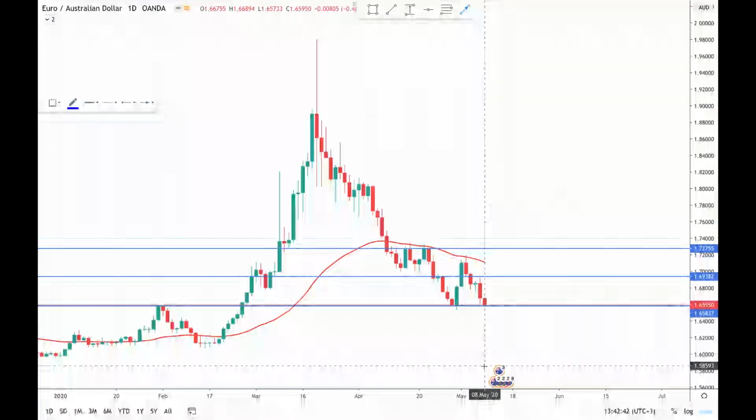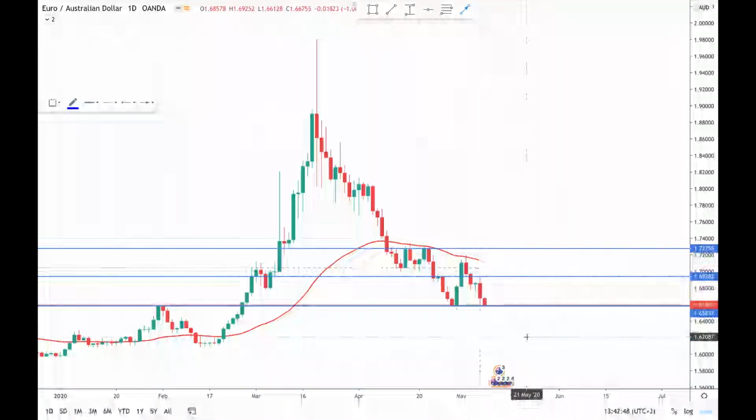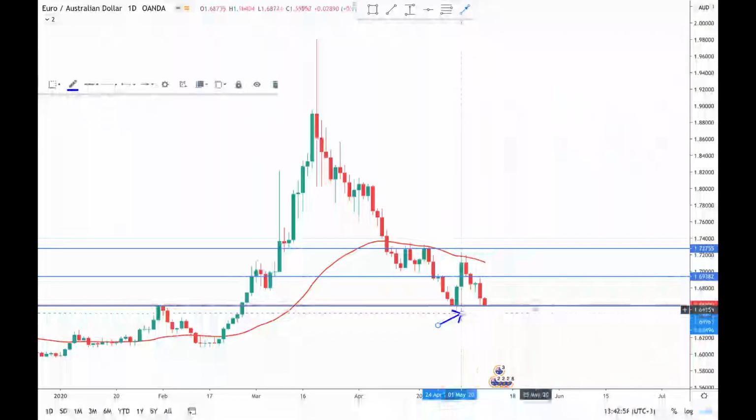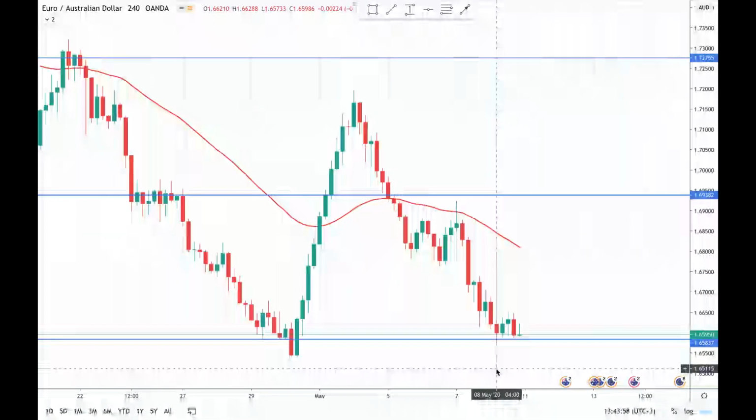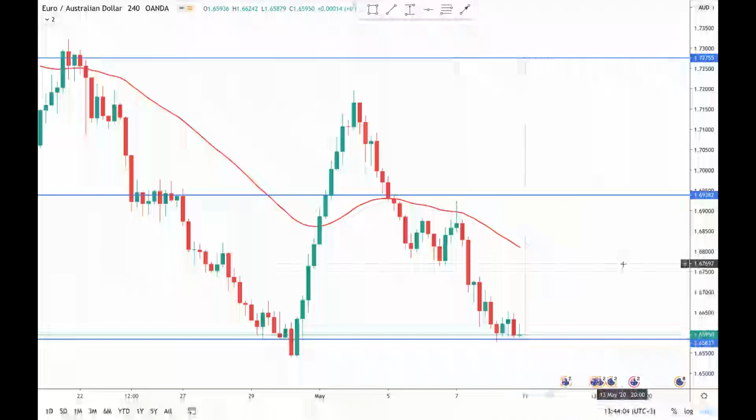Here's EURAUD, daily time frame, and we can see that price created a double bottom pattern right here. So let's move to the 4-hour time frame and look deeper. Here's the 4-hour time frame, and again, we do not jump into the trade blindly right here. We always wait for a confirmation of our trades and our setups.